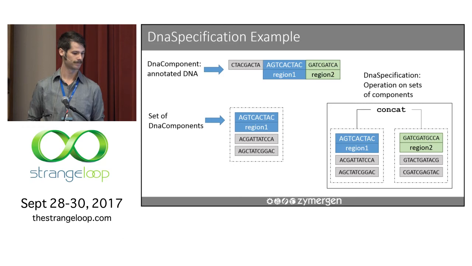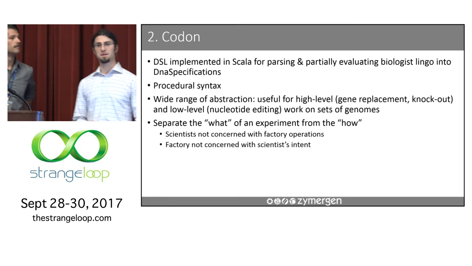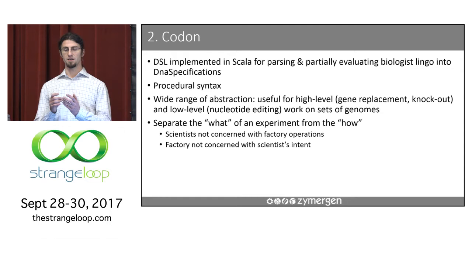Actually, creating a DNA specification data structure by hand would be a complicated challenge for programmers to do. There's a lot of tedium involved in setting all the different properties, as well as constructing all of the nested structures within these objects. So we want a convenient mechanism to allow people to encode these DNA specifications, and that's where the Codon language comes in. Codon is a domain-specific language we implemented in Scala for parsing and partially evaluating biologist lingo into DNA specifications.